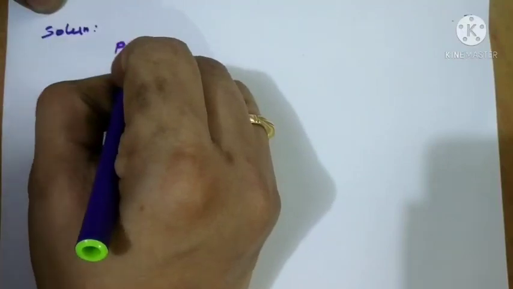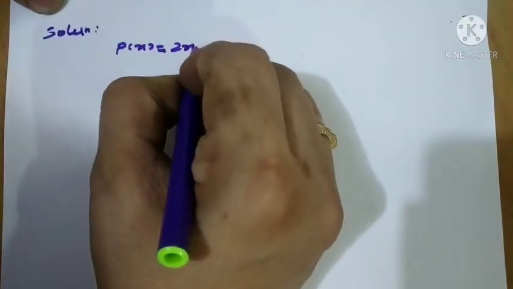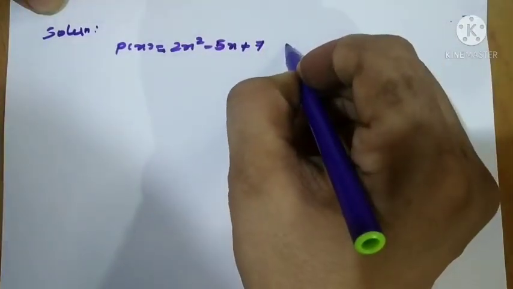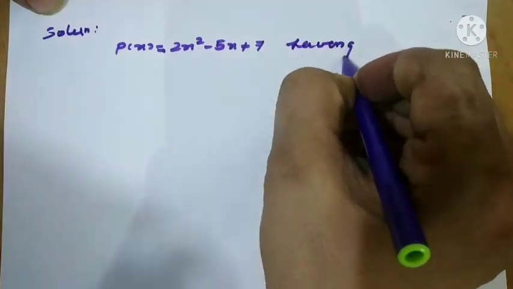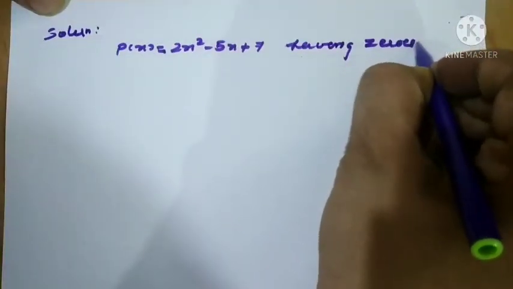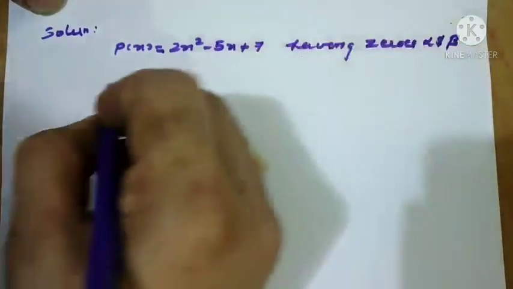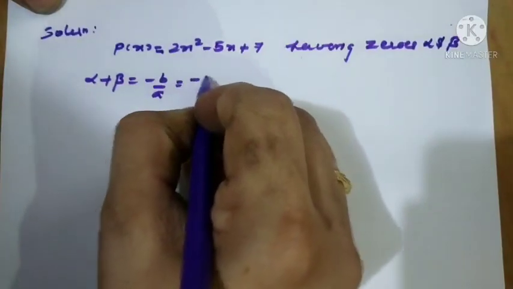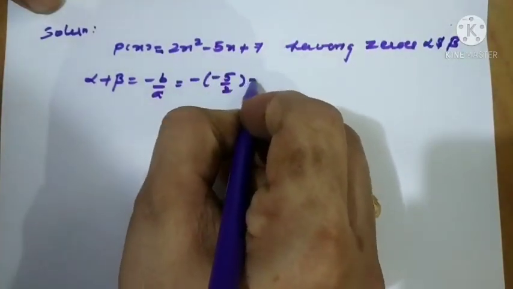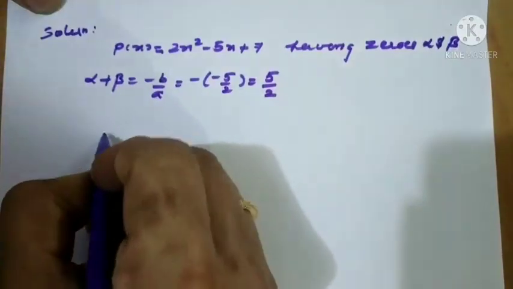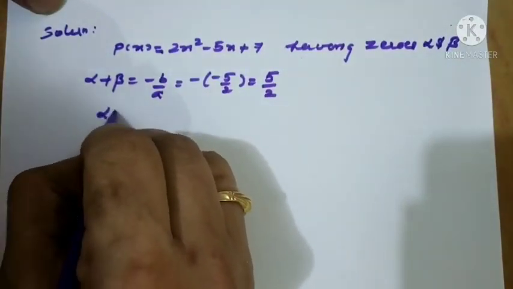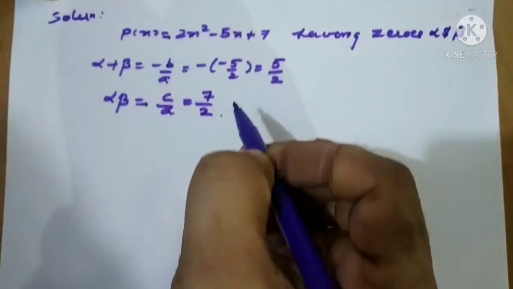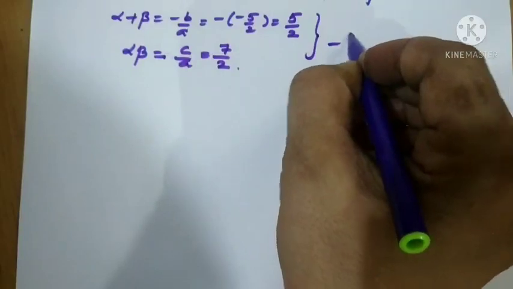p of x equal to 2x square minus 5x plus 7, having zeros alpha and beta. So alpha plus beta equal to minus b by a, equal to minus of minus 5 by 2, equal to plus 5 by 2. What is alpha beta? Alpha beta equal to product of the zeros, c by a, that means it is equal to 7 by 2 only. So both together we can make one equation.